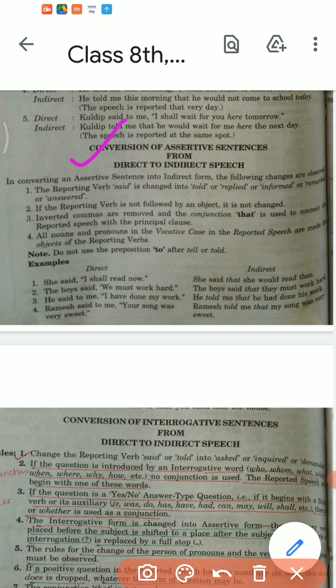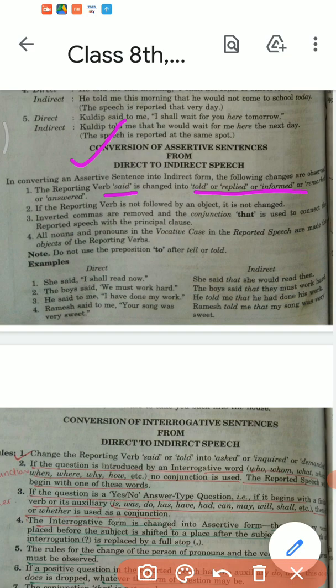Now there is conversion of assertive sentences from direct to indirect speech. In converting an assertive sentence into indirect form, the following changes are observed. Here, the first rule is reporting verb said is changed into told or replied or informed or remarked or answered.